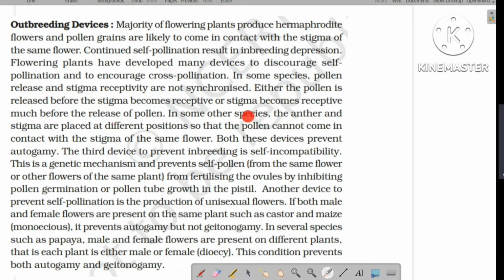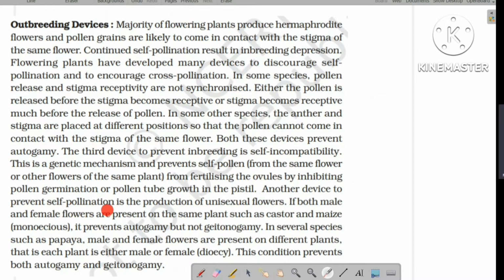In some other species, the anther and the stigma are placed at different positions, so that the pollen cannot come in contact with the stigma of the same flower. Both these devices prevent autogamy. The third device to prevent inbreeding is self-incompatibility. This is a genetic mechanism and prevents self-pollen from the same flower or other flowers of the same plant from fertilizing the ovules by inhibiting pollen germination or pollen tube growth in the pistil.